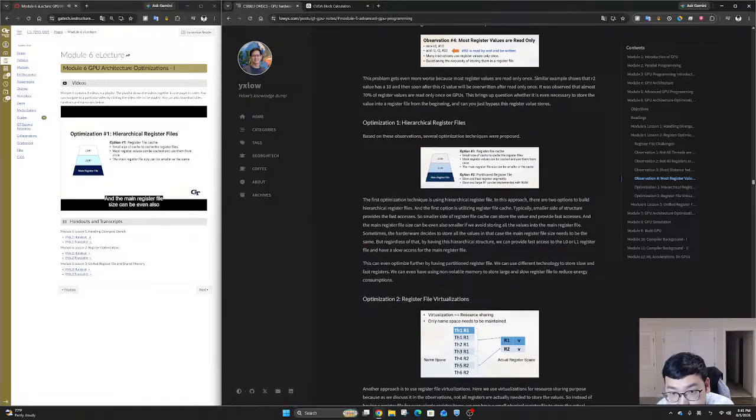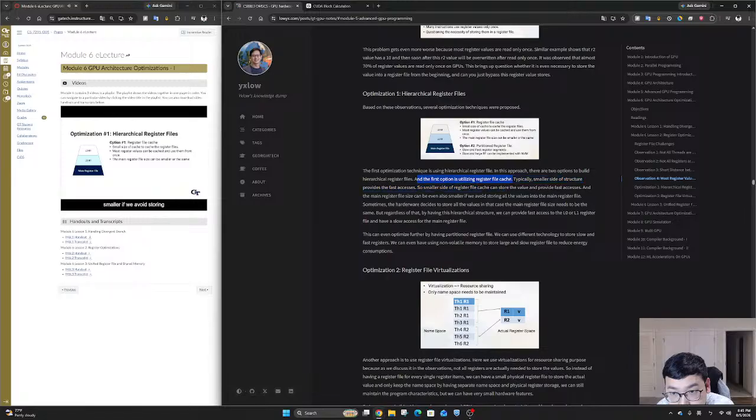And the main register file size can even be smaller if we avoid storing all the values into the main register file. Sometimes the hardware decides to store all the values. In that case, the main register file size needs to be the same. But regardless of that, by having this hierarchical structure, we can provide fast access to the L0 or L1 register file and have a slow access for the main register file.